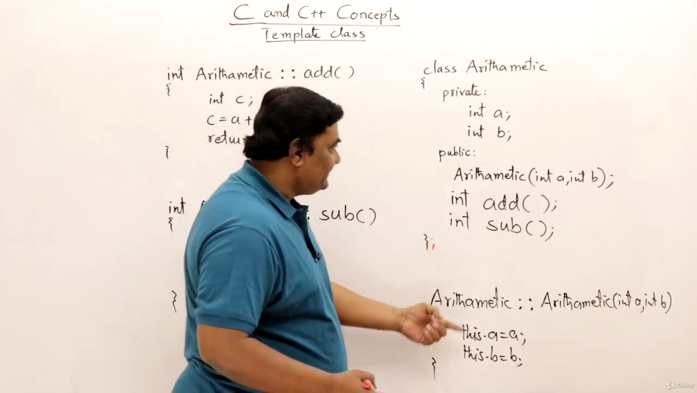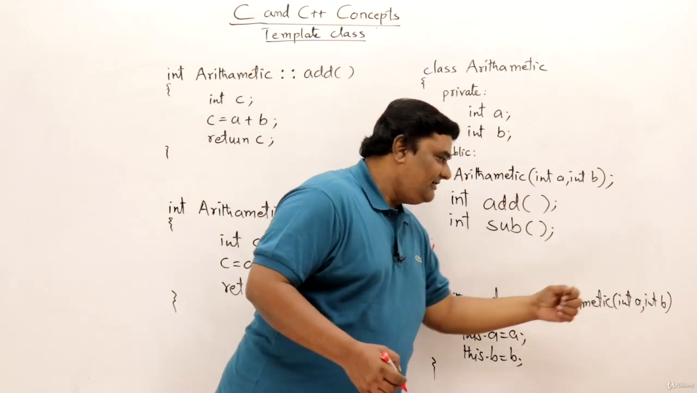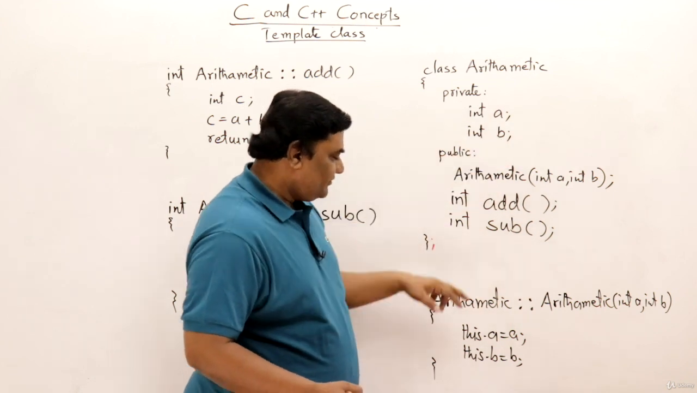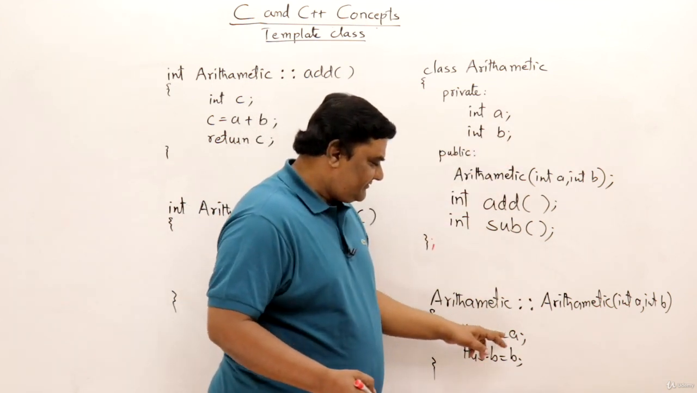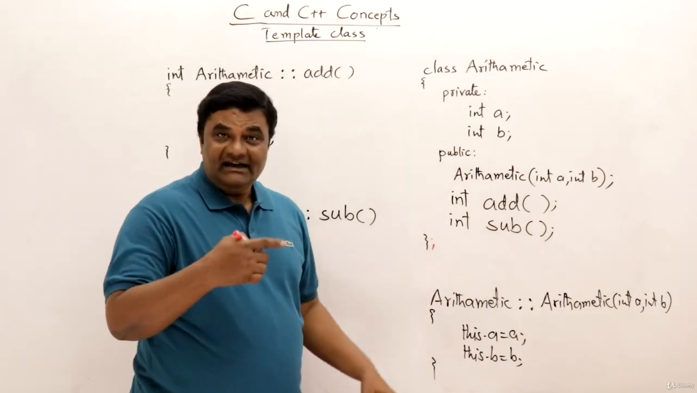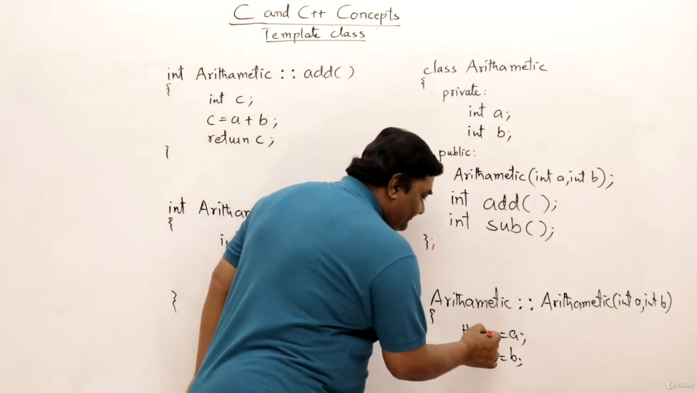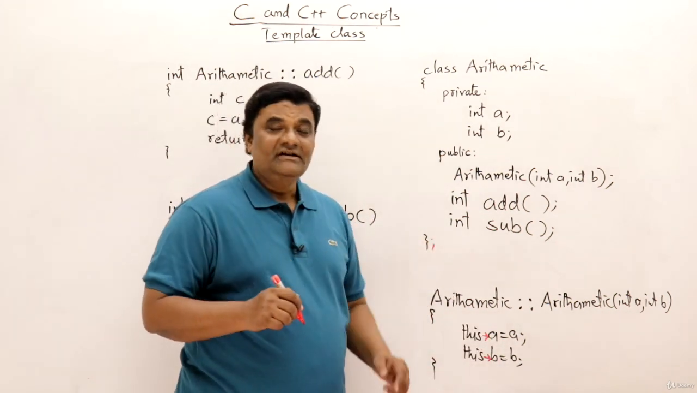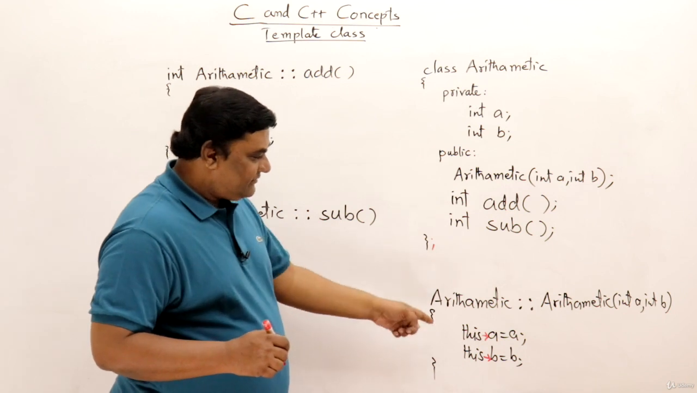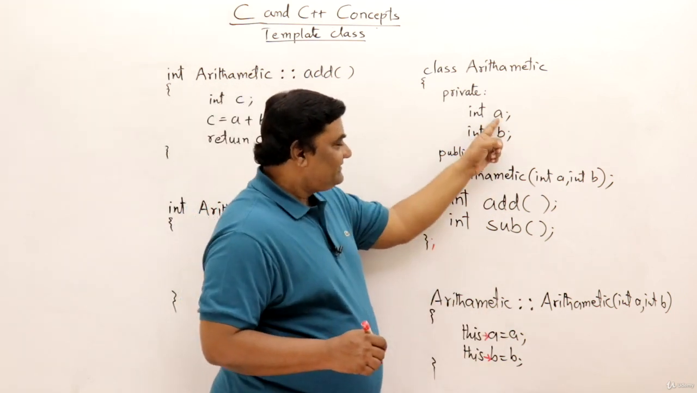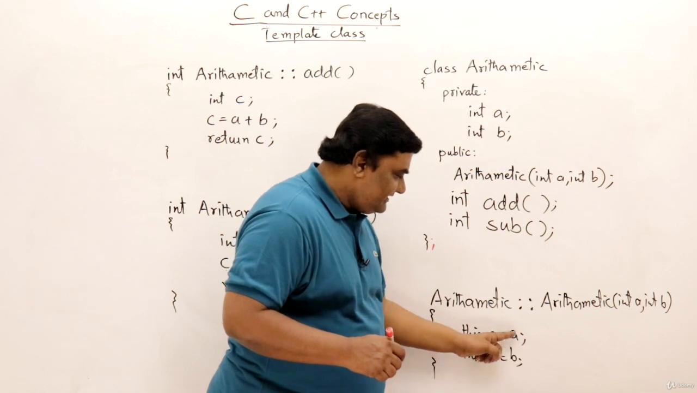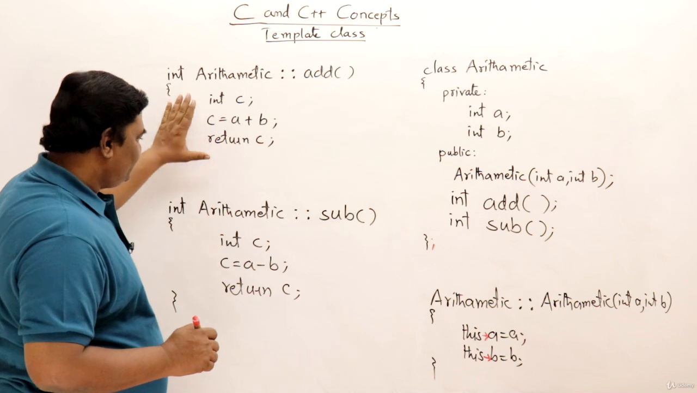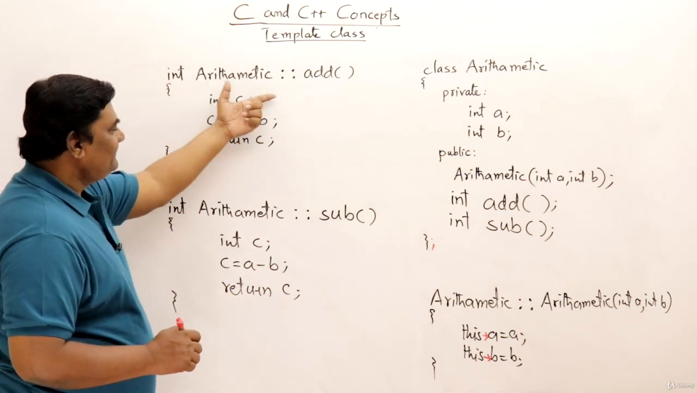Now if you look at this, first the constructor, arithmetic integer a b. So a and b are parameters, and this a and b are these a and b. To differentiate between them, since the names are the same, we have to say this a and this b, because this is a pointer to the current object, the same object. So arrow we use, this arrow a and this arrow b, this is a and this is b, and these two are parameters. Now next, this is the add function, this is the subtract function, using the class name and scope resolution.